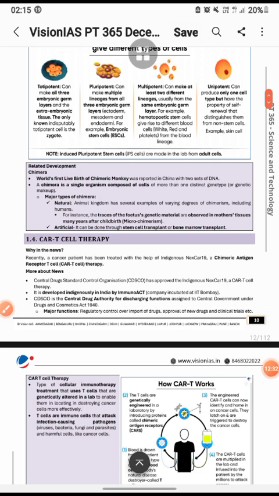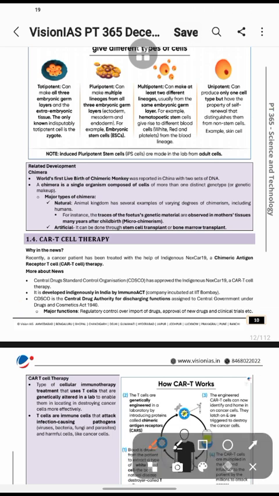Related to the chimera: a chimera is a single organism composed of cells from different sources. Natural animals of the animal kingdom have several chimeric forms, including humans. Traces of fetal genetic material in the mother's tissue make a child microchimeric. Artificial chimerism can be done with stem cell transplant and bone marrow.